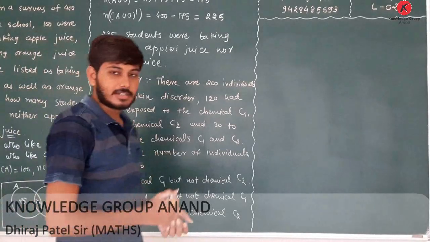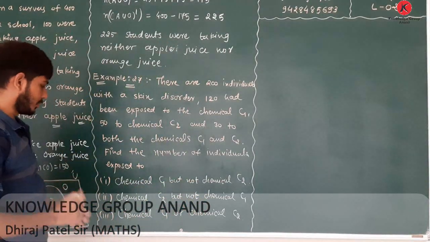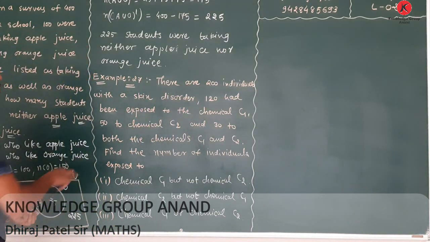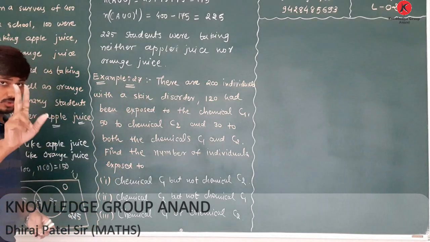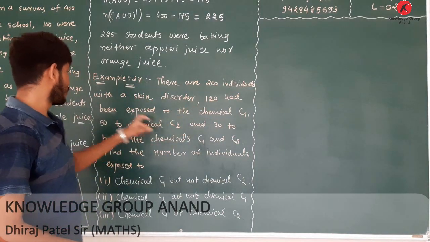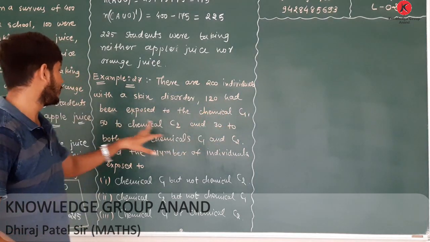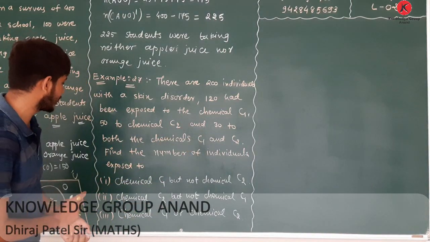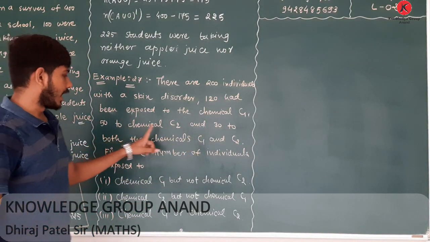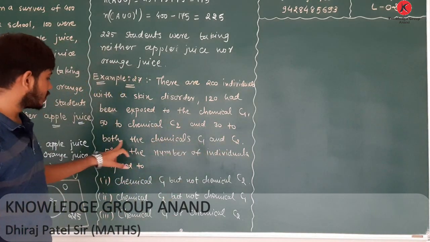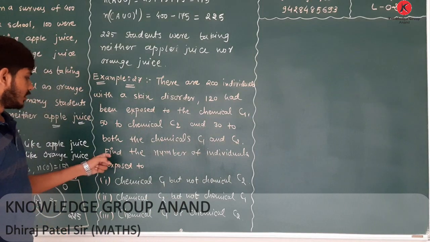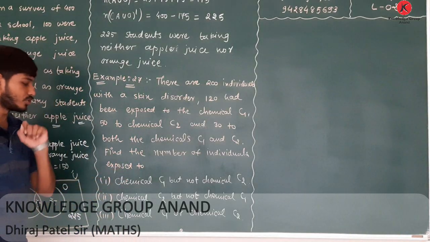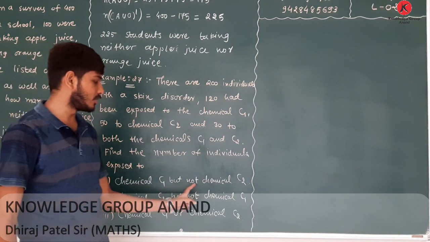Now we are going for example number 27, which is also an important question for the examination. There are 200 individuals with a skin disorder. 120 had been exposed to the chemical C1, 50 to chemical C2, and 30 to both chemical C1 and C2. Find the number of individuals exposed to the following. The first question is chemical C1 but not chemical C2.